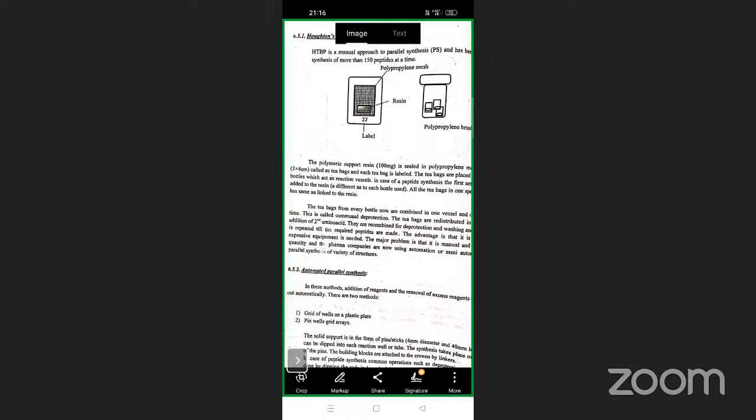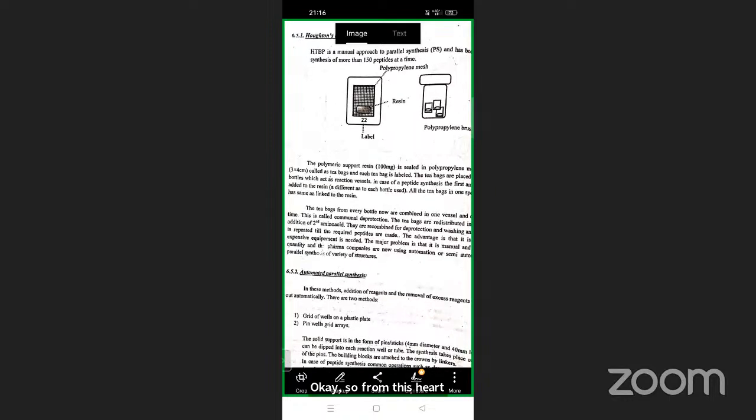So from this hot and tea bag method, you will produce 150 peptides at a time. That means a minimum of 150 peptides; you can get even more. So more than 150 peptides are obtained in a short period, in one reaction. That is the merit of this tea bag method.